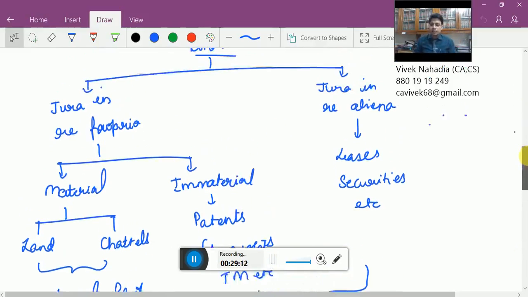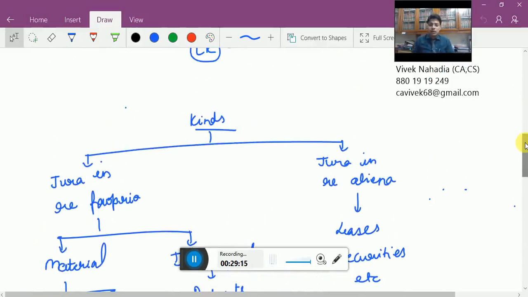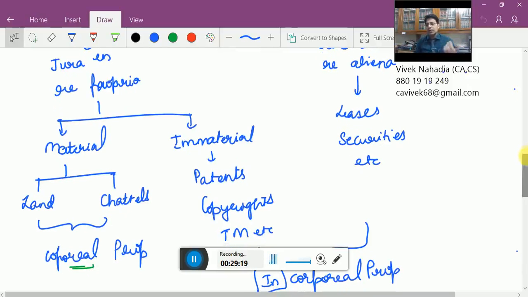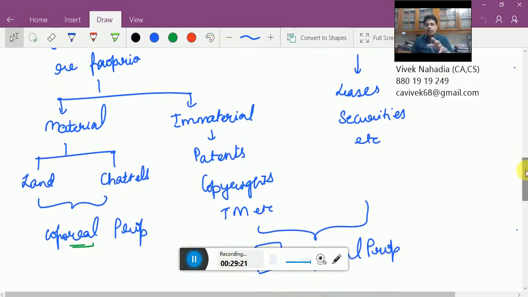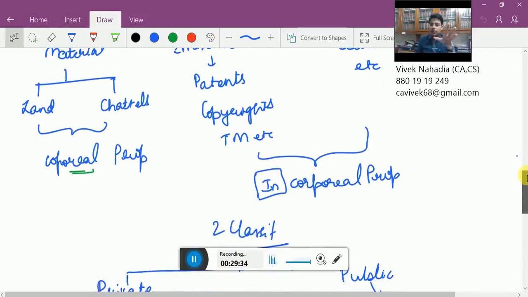Then the second kind of property is jura in re aliena. Jura in re aliena is leases, securities, etc. And the immaterial category of jura in re propria also falls under this, both are ultimately immaterial. These are not real, so these are incorporeal properties.